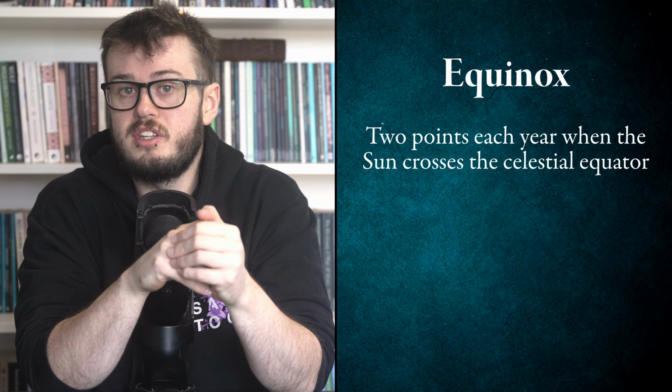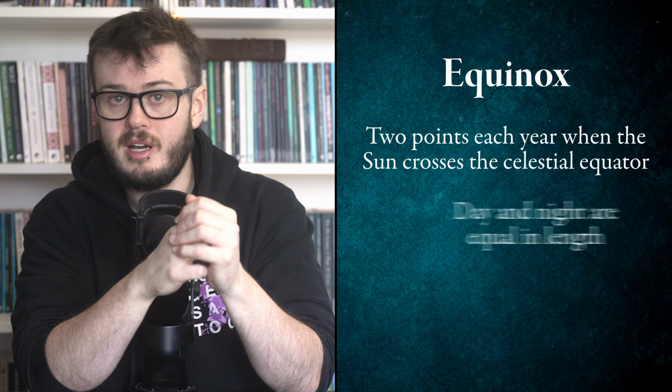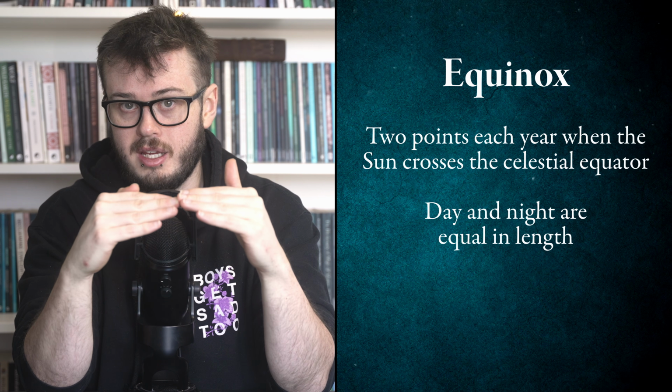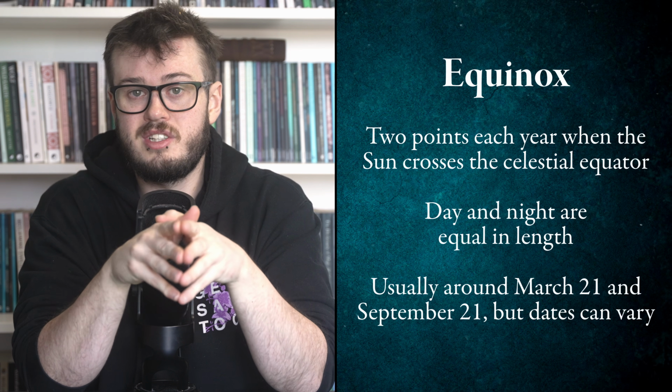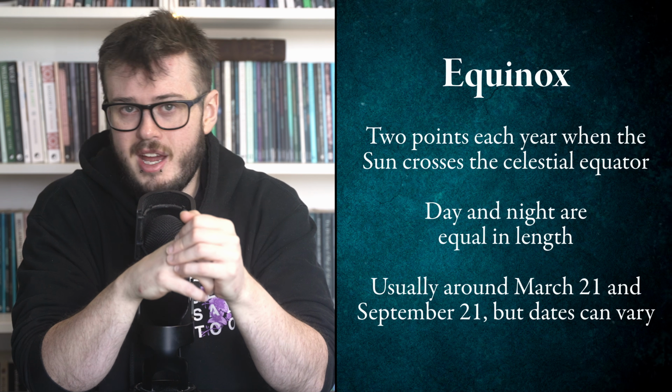Equinox. Each year there are 2 equinoxes which occur when the sun passes the celestial equator. It is a time when night and day are at equal length. They occur around the 21st of March and 21st of September, but the dates and times vary from year to year.